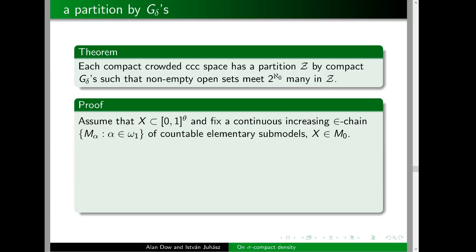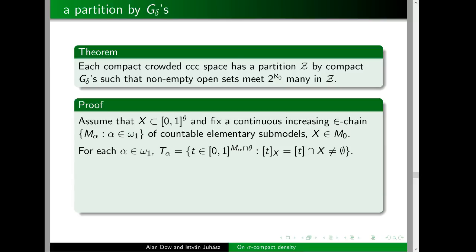Take a continuous increasing chain of elementary submodels, countable elementary submodels, and have the first one contain X. We're just using these elementary submodels to grab big pieces of the index set. Okay, so big, they're countable, but they're smart countable. So M0 grabs a smart countable subset of the index set.